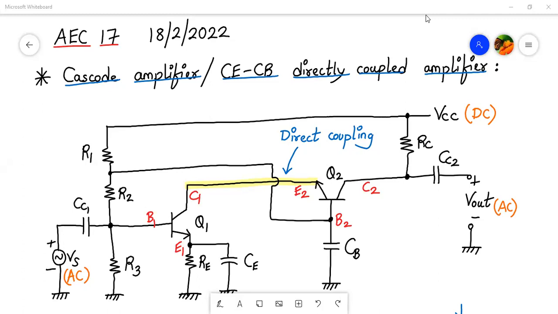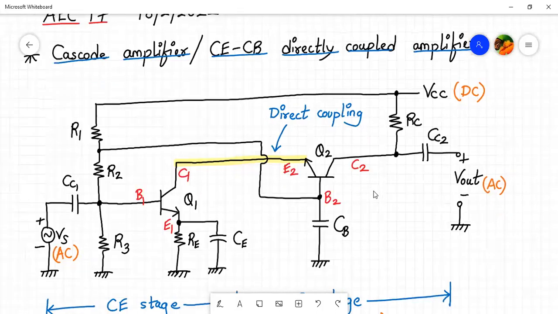And today we are going to start with a new topic about the cascode amplifier, which is also called the common emitter, common base, directly coupled amplifier. So let us begin the analysis.